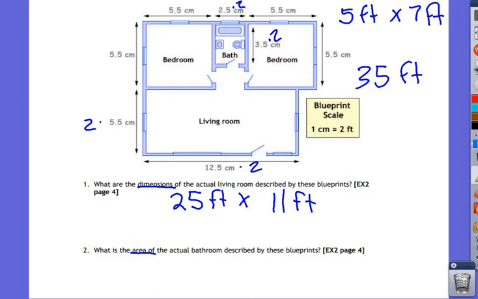Because we were told to find the area. Area is length times width. 5 times 7 gives me 35. So what is the actual area of the bathroom? 35 feet. Oh! Square feet. Oh, good catch. Area has feet squared.